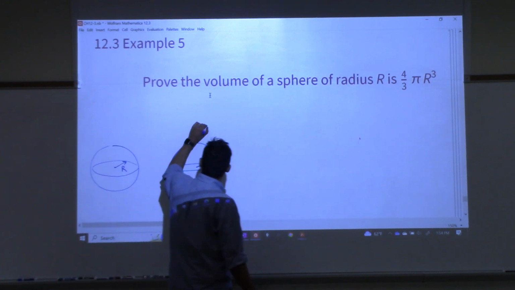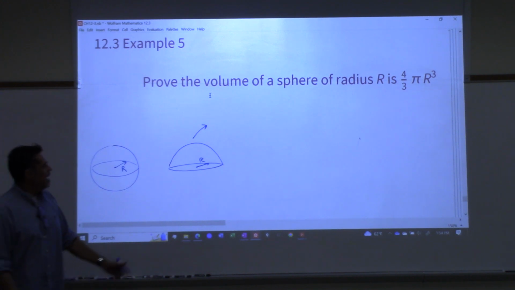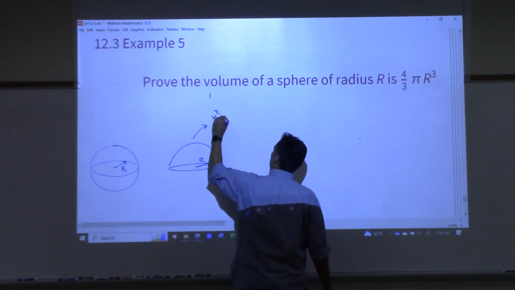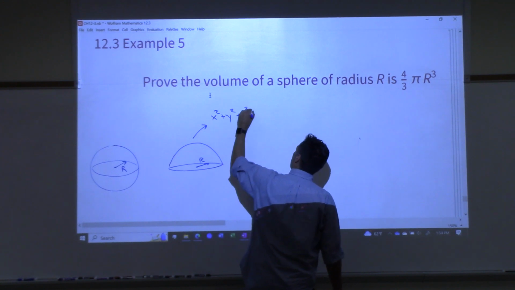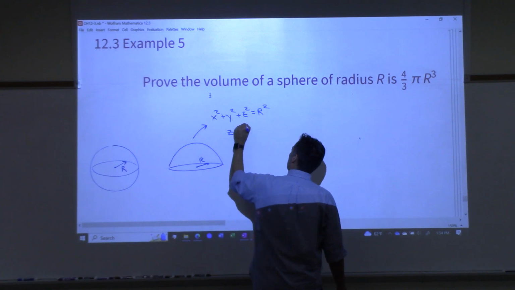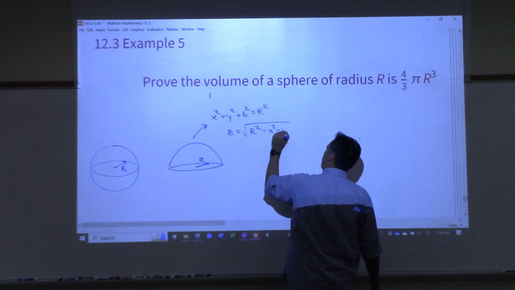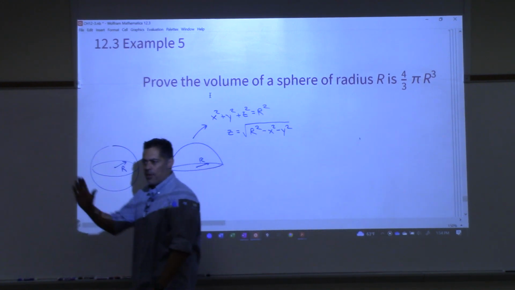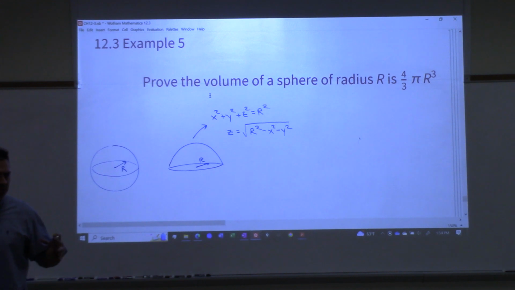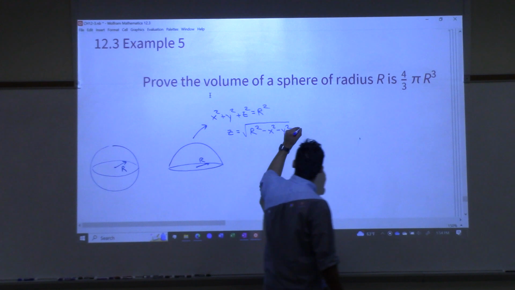So what's the top surface? Well, it's a sphere of radius capital R, right? So the equation for that is x squared plus y squared plus z squared equals capital R squared. And if I solve for z, then I get the square root of capital R squared minus x squared minus y squared. Y'all following? Capital R is the radius of this sphere. It's fixed. The capital R is a constant in the problem. That would be my top surface, right? I call that f of x, y.